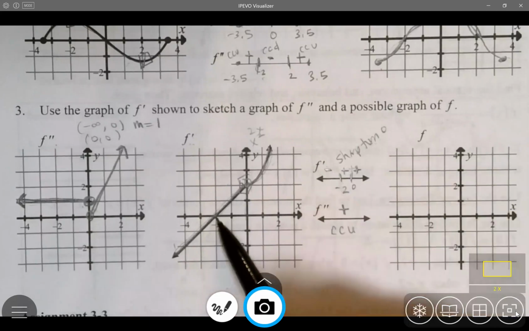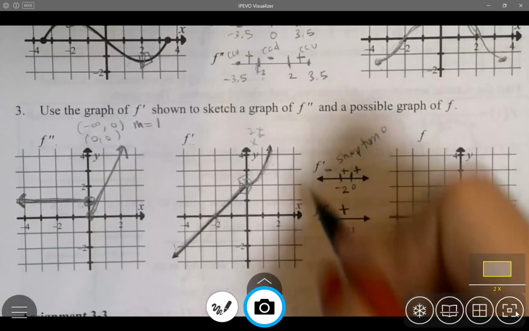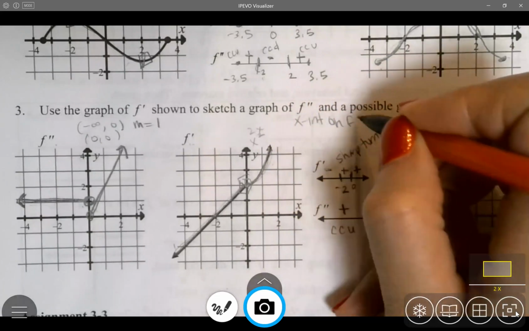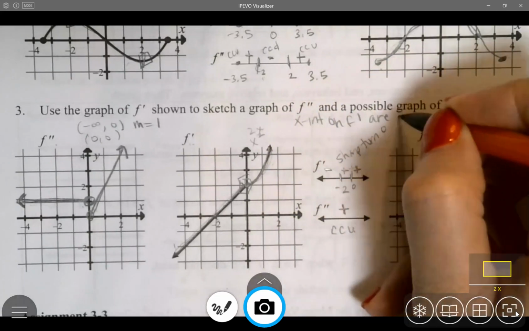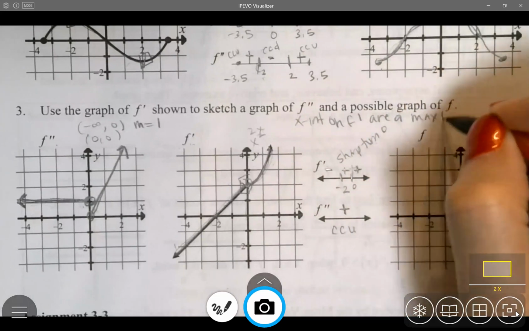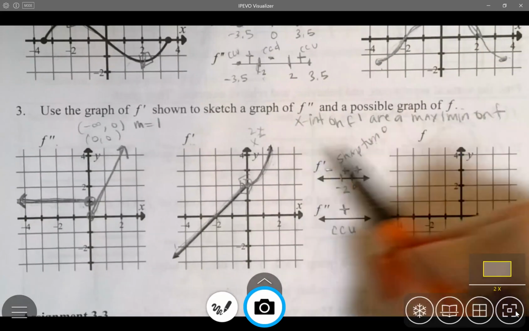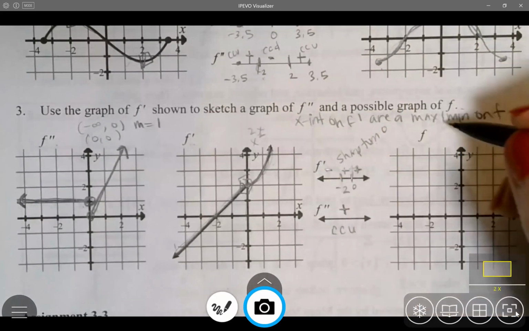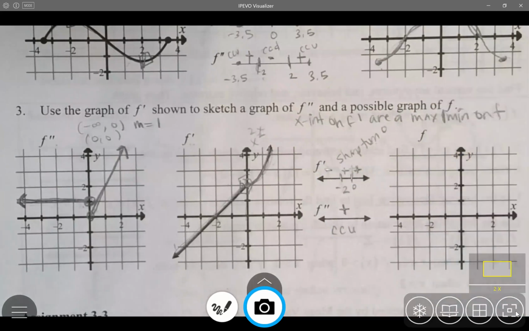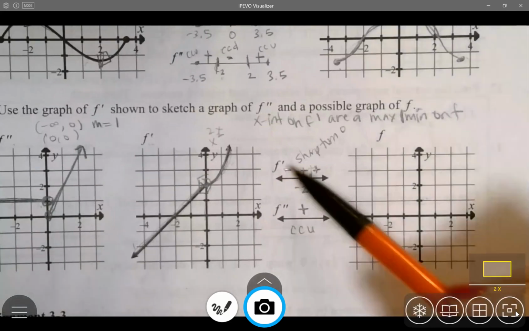Anywhere your derivative is 0 is a max or a min. Okay, so the x-intercepts on f prime are a max or min on f. These are little notes that you're going to want to put that will help you when you're graphing these. This is a more challenging section for sure. Okay, so x-intercepts on f prime are max or min.